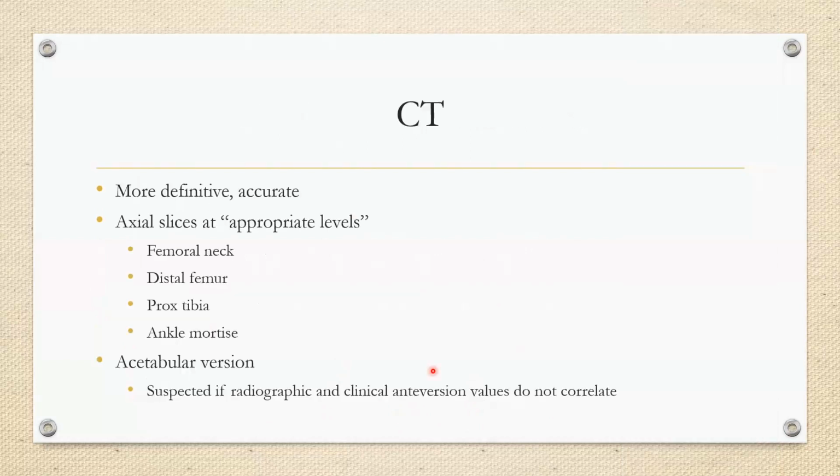Since there are a lot of fallacies with X-rays, the more reliable method for measuring anteversion used at present is CT, which is more definitive and more accurate. Measuring the rotational deformity in the limb is done by comparing the angles of the bones at various levels: one at the femoral neck, second at the distal femur, and next between the proximal tibia and the ankle mortise. If there is increased anteversion which does not correlate with the measurements in the femur or the tibia, then acetabular deformity should also be suspected, which can also be picked up better with CT.